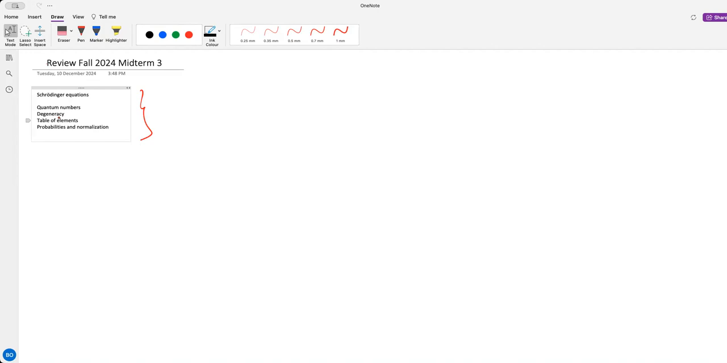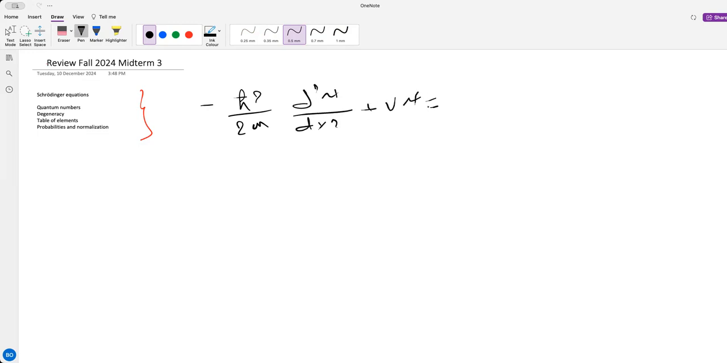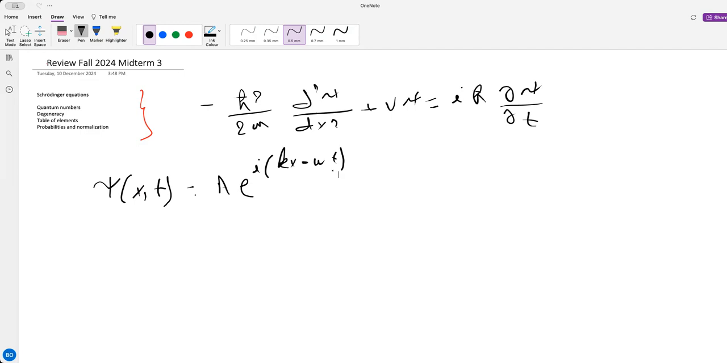So Schrödinger's equation, you all know: minus h bar squared over 2m, d squared over dx squared, plus V, psi, is equal to i h bar, d psi over dt. One of the questions could be, using a typical one-dimensional equation or a wave function, which is an exponential e^(i(kx minus omega t)), prove or derive the momentum operator and energy operator.